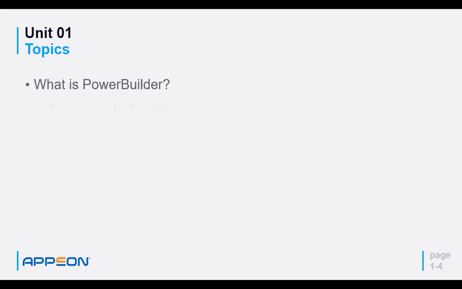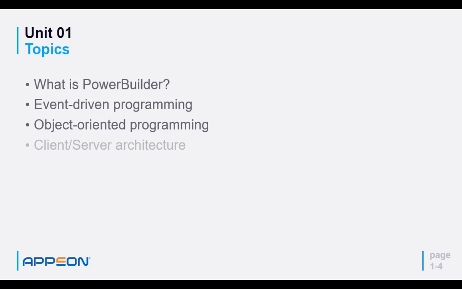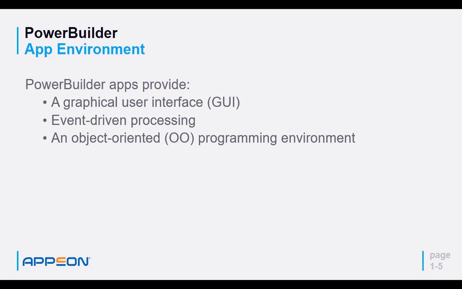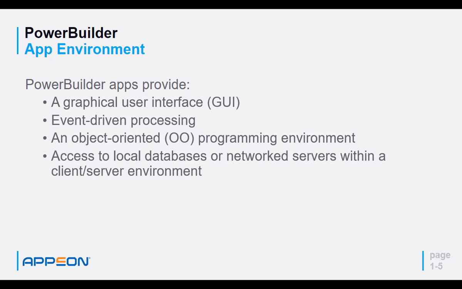So what is PowerBuilder? What is event-driven programming? What is object-oriented programming? And what is a client-server architecture? These are questions that we need to ask as we go through the topics in Unit 01. PowerBuilder applications provide the following: a graphical user interface to the business user, an event-driven processing model, and an object-oriented programming environment. Access to local databases and other network services or servers within a client-server environment.